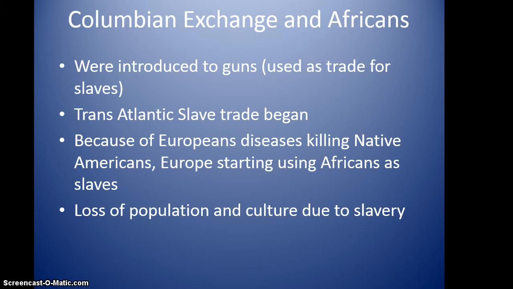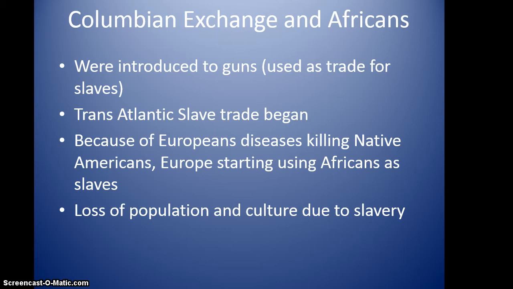The transatlantic slave trade began. Because of European diseases killing Native Americans, Europe started using Africans as slaves. And because of this, it was a loss of population and culture due to slavery.